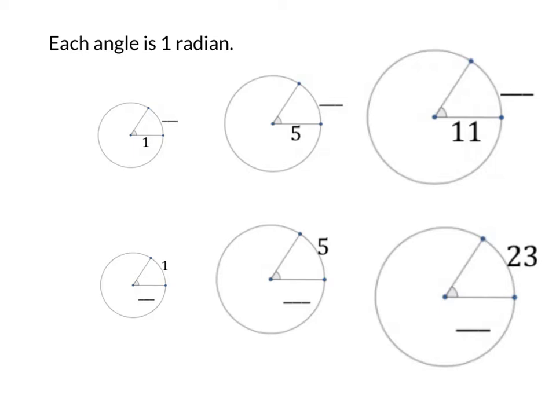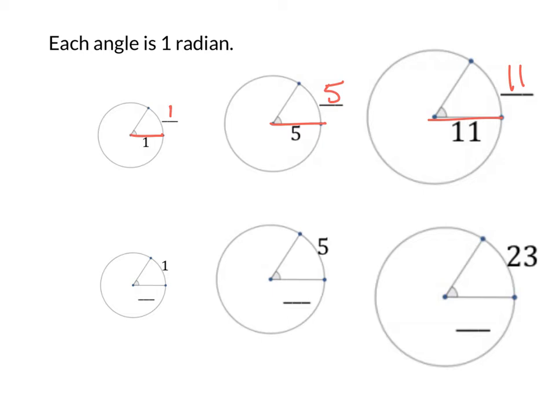In all 6 of these circles, I've measured an angle with a measure of 1 radian. And we want to find the missing lengths. Well, if the radius is 1, then that arc length is going to be 1 as well, because when it comes to an angle of 1 radian, the radius is equal to that arc length. Right? And so no matter how big it is, if the radius is 11, then that arc length is going to be 11 as well.